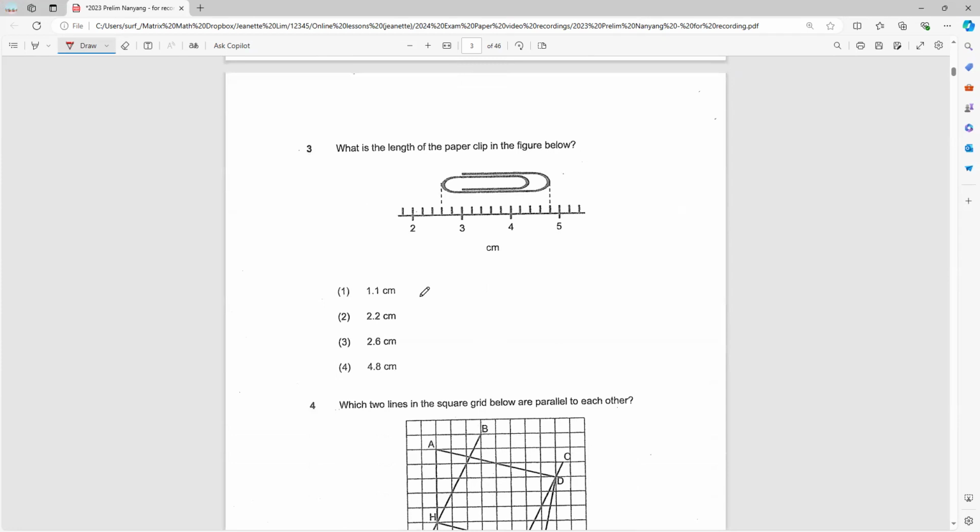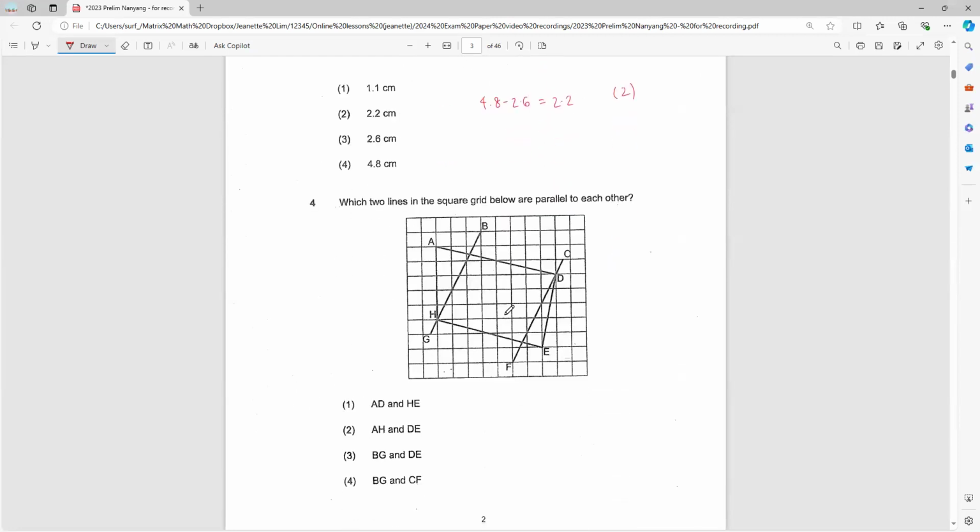Question 3, what is the length of the paper clip in the figure below? Okay, so you need to identify where is the start point and where is the end point. This is a 2, this is a 3. In between, there are 5 intervals. So this is 2.2, 2.4, 2.6. And over here, this is 4.8, because 0.2 less than 5. So 4.8 minus 2.6. This will give us 2.2, so answer option 2.